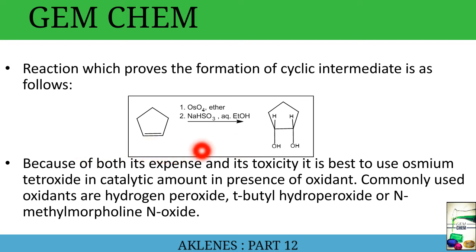Because of both its expense and its toxicity, it is best to use osmium tetroxide in a catalytic amount in the presence of an oxidant. What does this oxidant do? This oxidant helps to get back osmium tetroxide. Commonly used oxidants are hydrogen peroxide and tertiary butyl hydroperoxide.